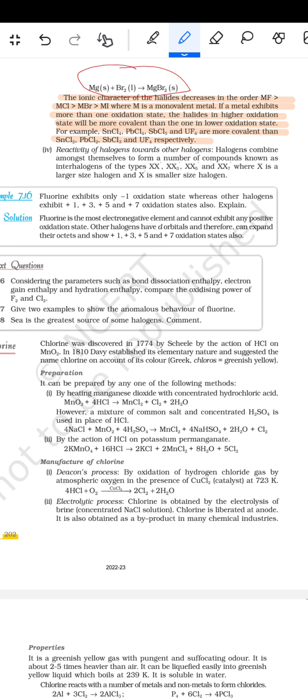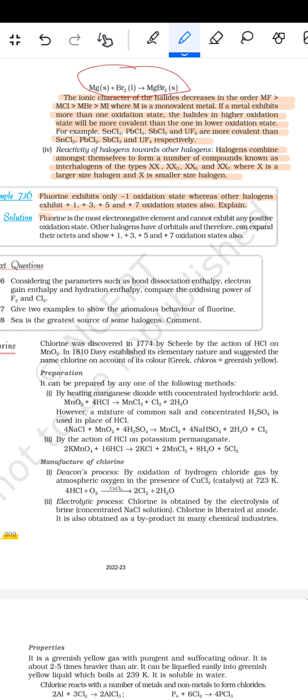Reactivity of the halogen towards the other halogen. Halogens combine amongst themselves to form a number of compounds known as interhalogens of the type XX', XX'3, XX'5, and XX'7, where X is a larger size halogen and X' is a smaller size halogen. Example 7.16, fluorine exhibits +1 or -1 oxidation state, whereas other halogens exhibit +3, +5, +7, and +1, +3, +5, and +1 oxidation state also.